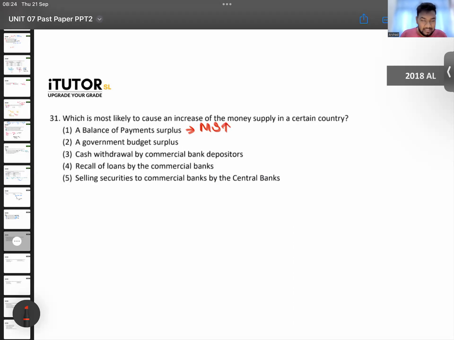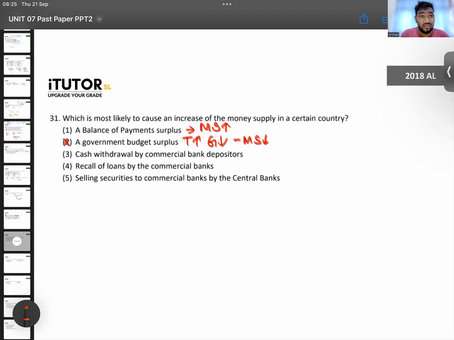BOP surplus means more money is coming in than the money that is going out. So money is coming in dollars. Those dollars, the central bank will buy up and they will release rupees, that amount. So more money will get released. Money supply will increase. Then the second one, budget surplus. Budget surplus means the taxes are higher, government spending is lower. More and more taxes, government spending less means money supply will come down. So it can't be 2.